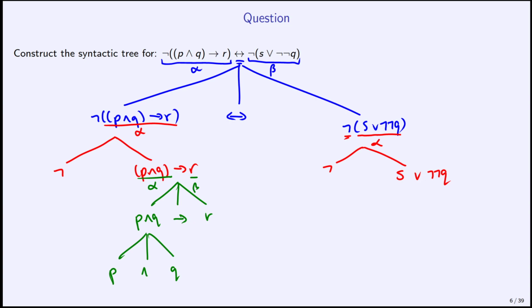Okay, on the right side, we have S or not Q. So S is like our alpha here, not Q is like our beta. It's being joined by the OR. So we can split this up into S, or, not Q. And at this point, all we have to do is break apart this not Q. So not Q is a combination of not and Q. So this would be the syntactic tree for this well-formed formula.